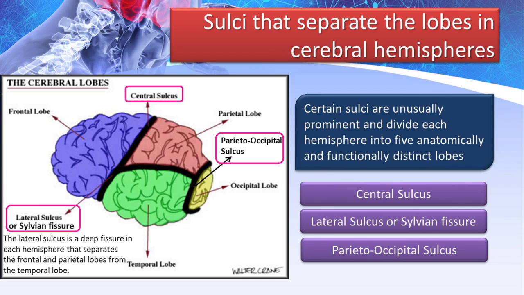parieto-occipital sulcus. Here you can see this is the central sulcus, then the lateral sulcus or the sylvian fissure is present here. Then the parieto-occipital sulcus is located here. You can see in the picture very clearly.